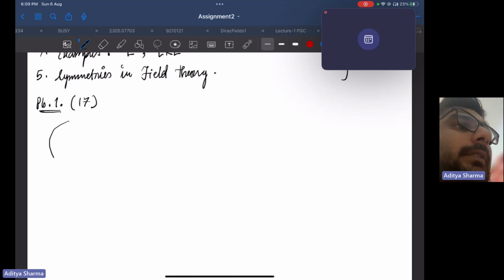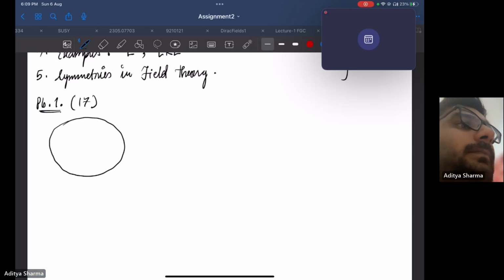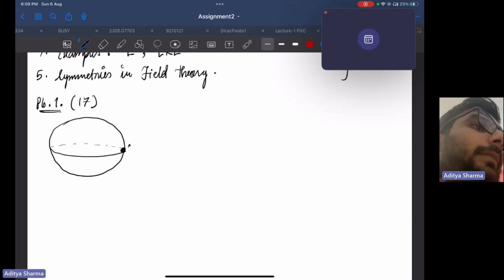Suppose we have got a sphere, and there's a ball of mass m here, constrained to move on the surface of the sphere.